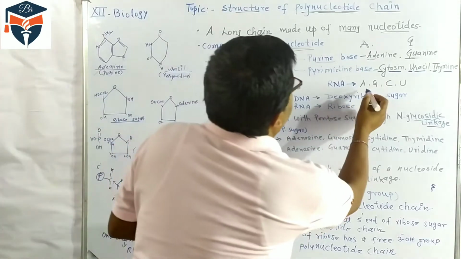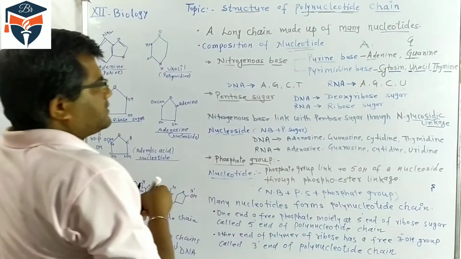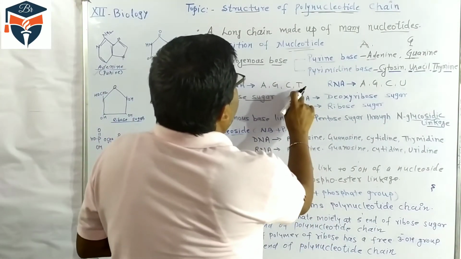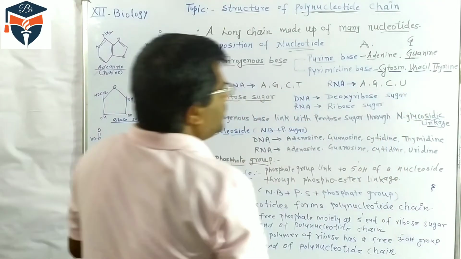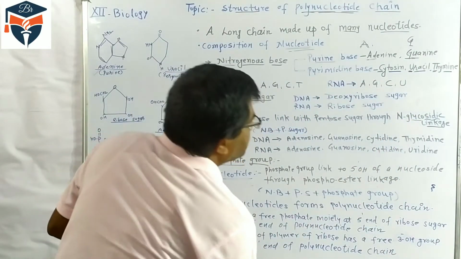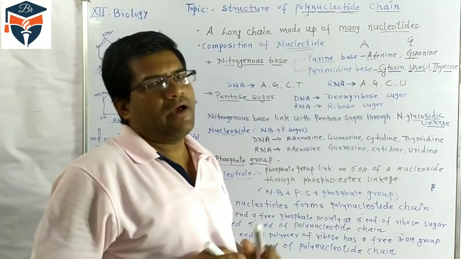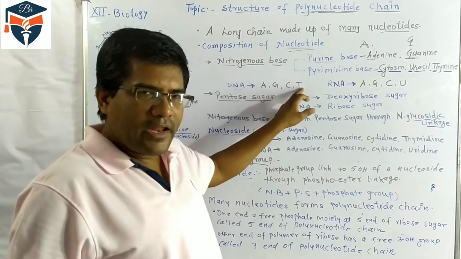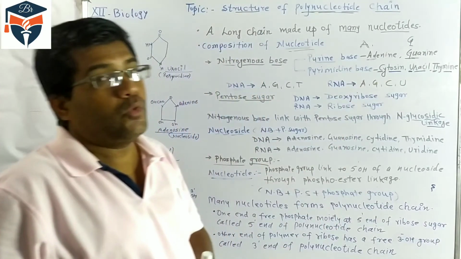But in RNA, the bases are adenine, guanine, cytosine and uracil. It means in DNA there is thymine, but in RNA it is replaced by uracil. So uracil is the nitrogenous base instead of thymine in RNA. We should remember DNA has A, G, C, T nitrogenous bases, and RNA has A, G, C, U.